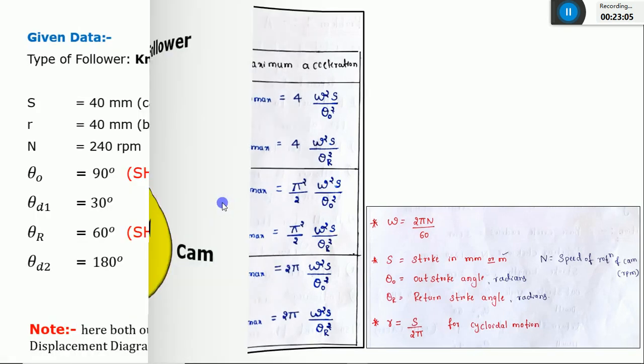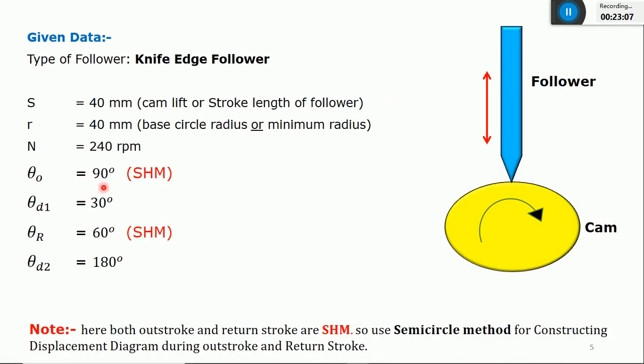And remember the angle. The outstroke angle is 90 degrees. You need to convert into radians. How much is it in terms of radians? You can multiply by pi by 180. It'll become pi by 2, correct? Since it is in degrees, just convert into radians. For that, you multiply by pi by 180. Have you multiplied with pi by 180?